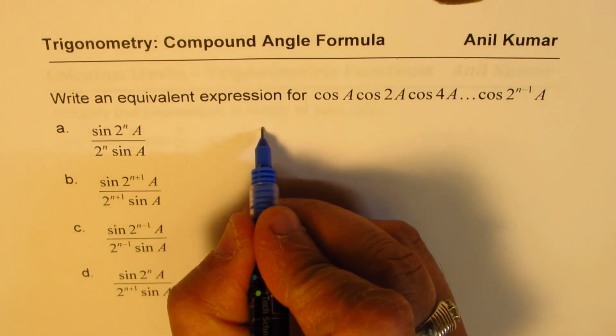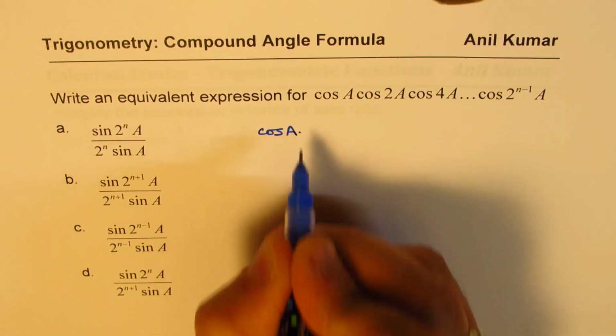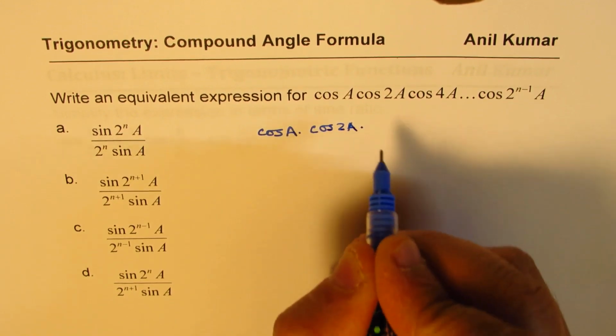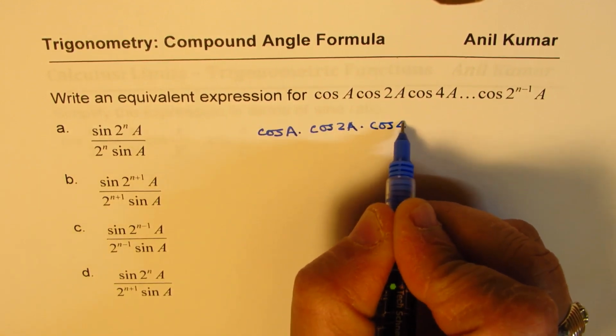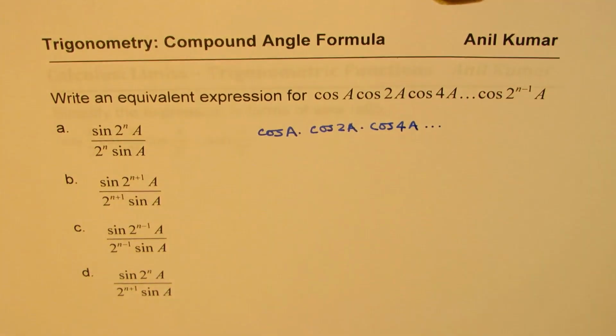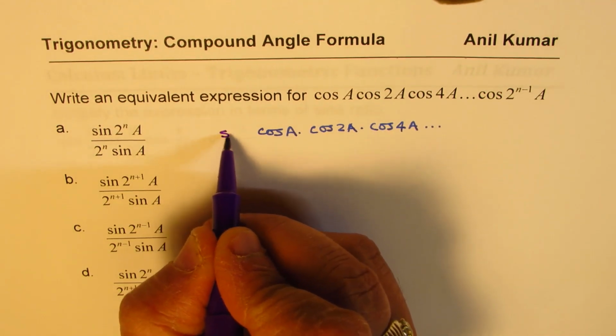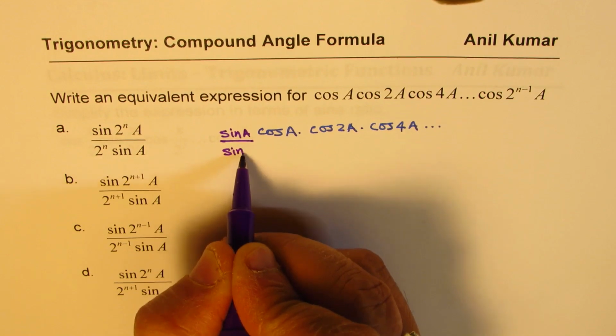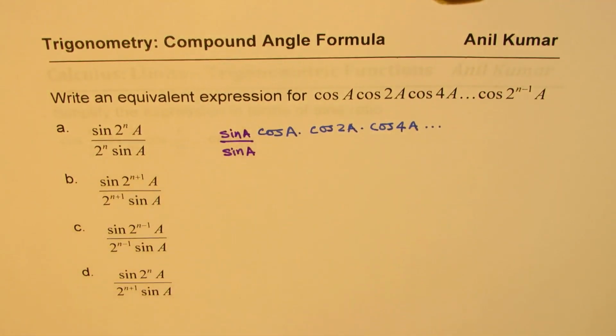So we have cos A times cos 2A times cos 4A and so on. Now the results clearly indicate that we have a sin A in the denominator. So let's do one thing. We can multiply and divide by sin A. Now sin A cos A, does that remind you of something?